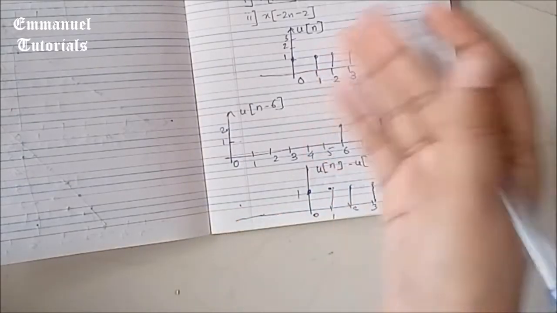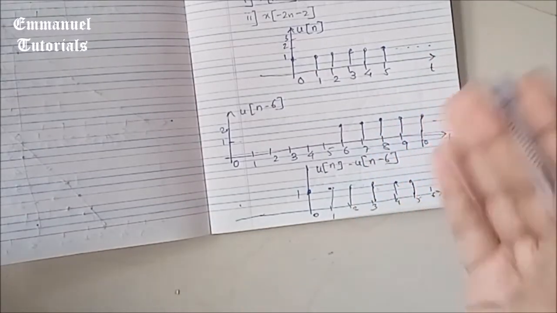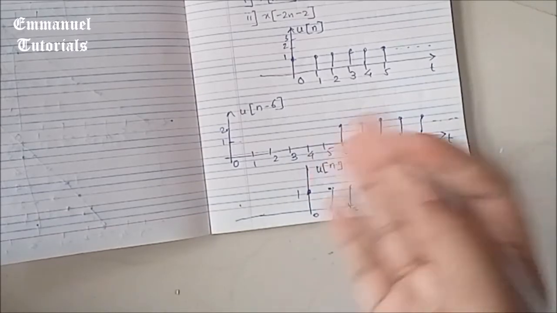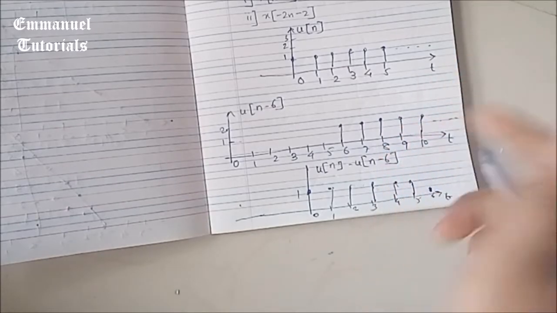At 6, first signal's amplitude is 1. Second signal's amplitude is also 1. So what is going to happen? 1 minus 1 is 0. So there's no signal going to appear here. Similarly at 7, first signal's amplitude is 1. Second signal's amplitude is 1. So 1 minus 1 is again 0.